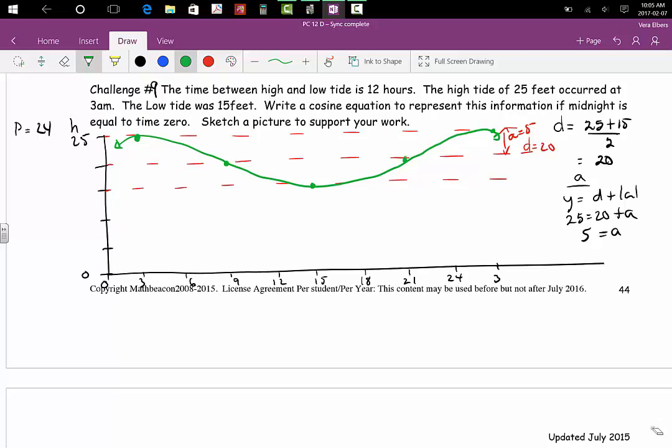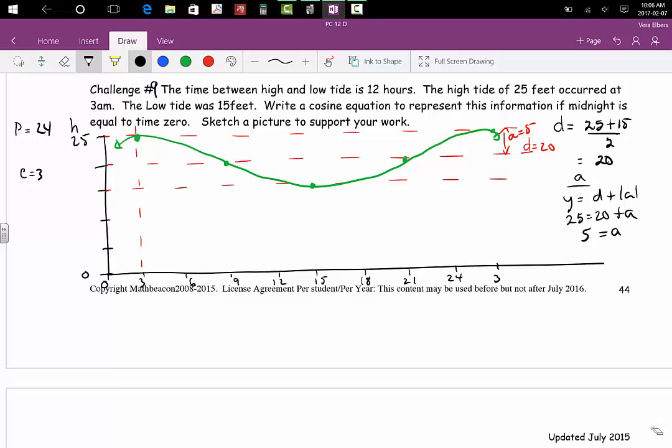Okay, so what other piece of information do we need? We need to know a value for C, okay? And what we'll do is we will start at our 3 a.m. So our C value then is going to be 3. Now keep in mind your C value can change, okay, as we move across the graph.